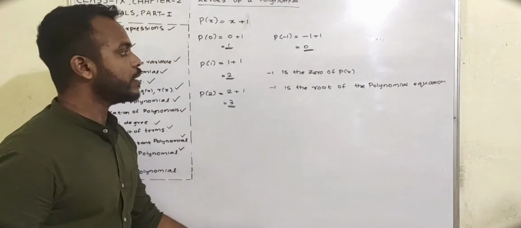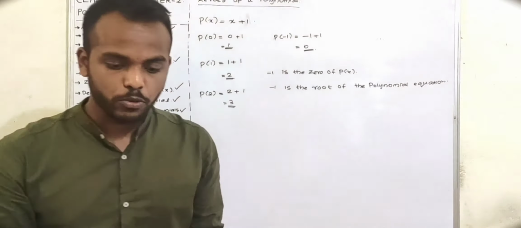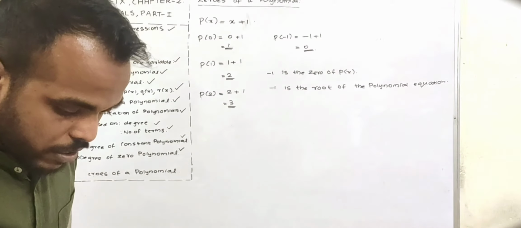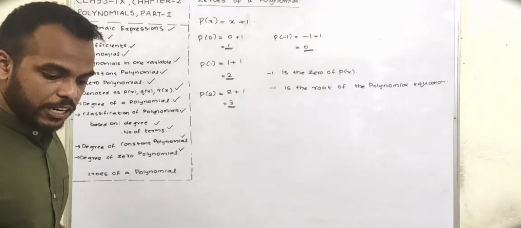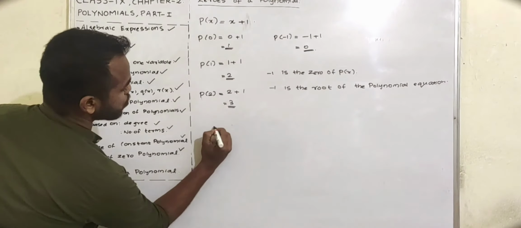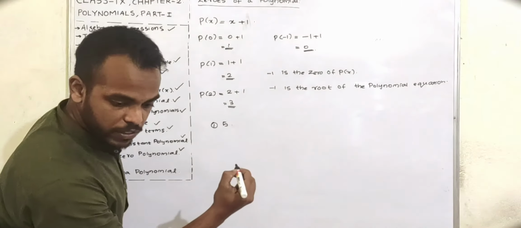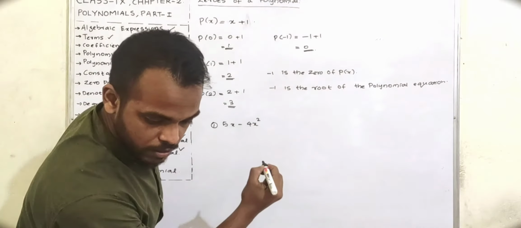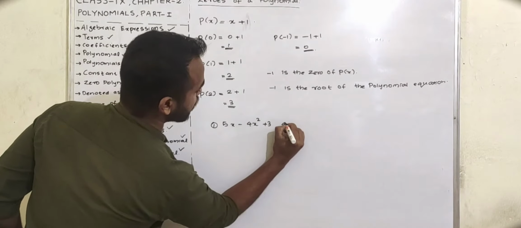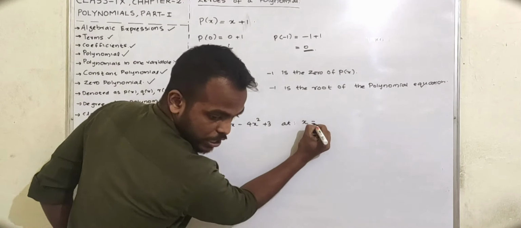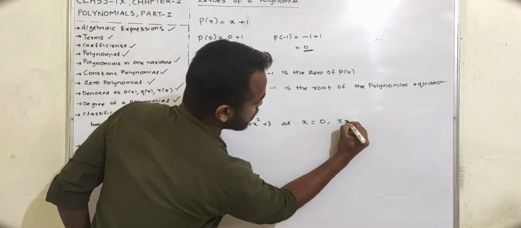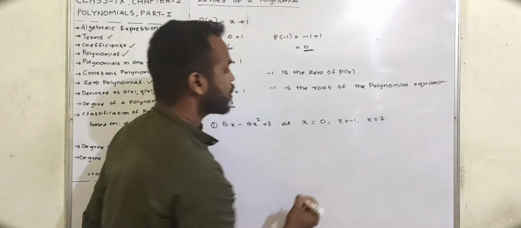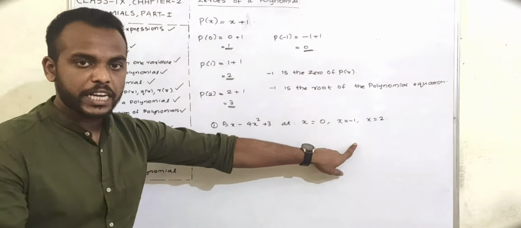I hope you understood this one. Now there are some textbook exercises given. Try to solve that one. I will give you one example. There was a question to find the value of the polynomial. I just solved first question for you. Find the value of the polynomial 5x minus 4x square plus 3 at x is equal to 0, x is equal to minus 1, x is equal to 2. I will do one question and you can do the remaining.